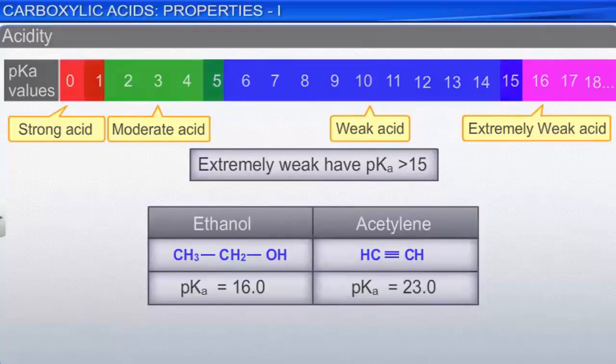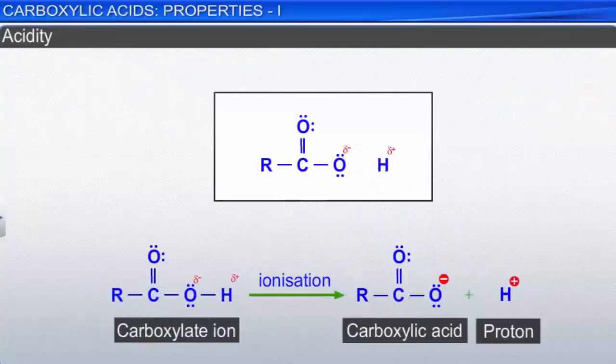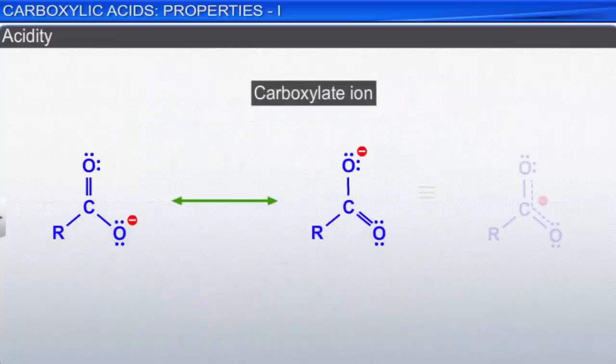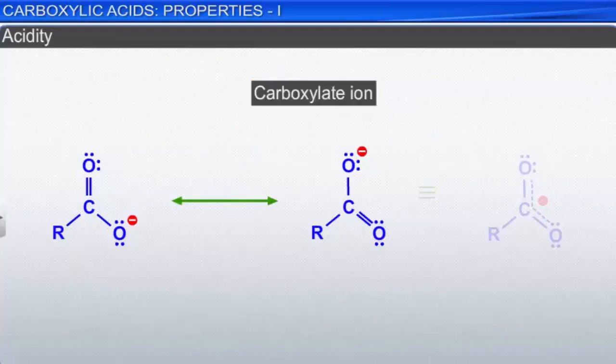Carboxylic acids are acidic and readily lose a proton because the carboxylate ion formed by ionization or reaction with a base is stabilized by resonance. According to the resonance theory, the carboxylate ion is a hybrid of two structures, which, being of equal stability, contribute equally. The negative charge is evenly distributed over the two oxygen atoms.